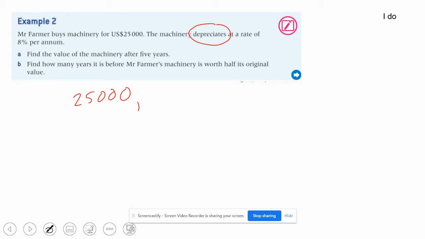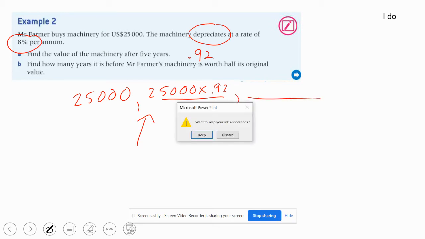So right now it's 25,000. After a year, it's 25,000 times... Now this time, 100% value would be 1. We're 8% less than that. So this time we subtract from 1. So our value is 0.92. So 92% of its value, and then 92% of its value, and so forth.